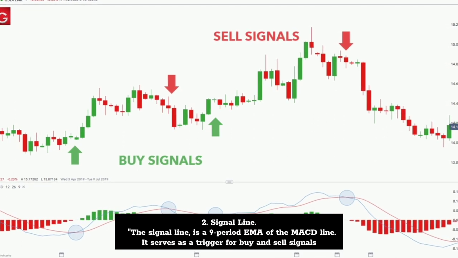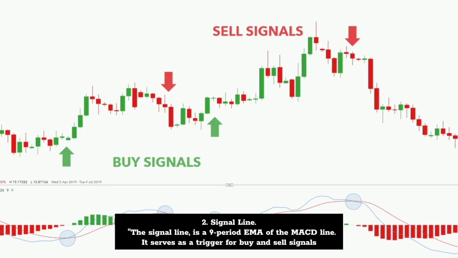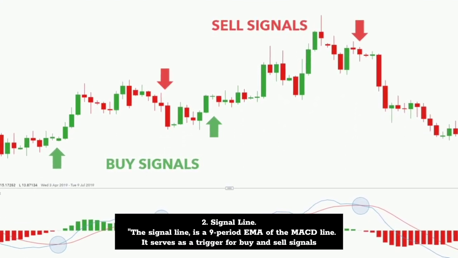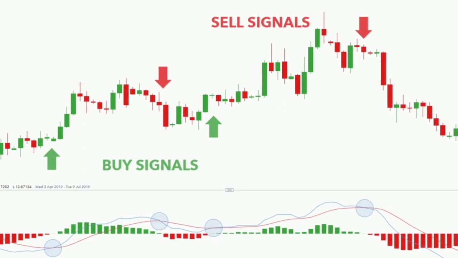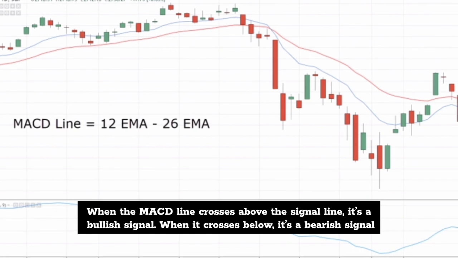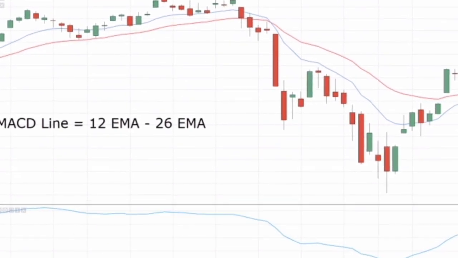2. Signal line. The signal line is a 9-period EMA of the MACD line. It serves as a trigger for buy and sell signals. When the MACD line crosses above the signal line, it's a bullish signal. When it crosses below, it's a bearish signal.